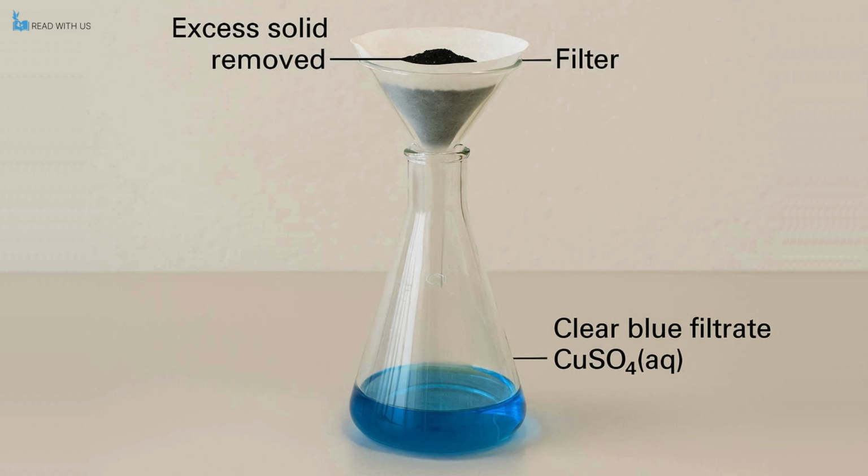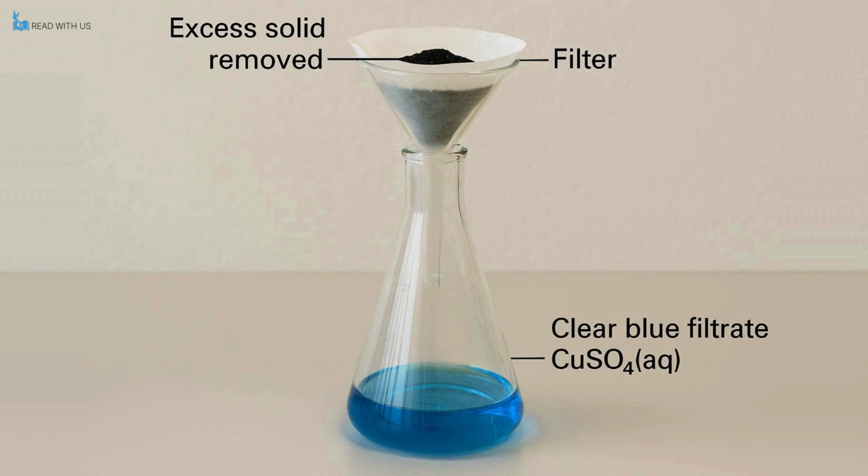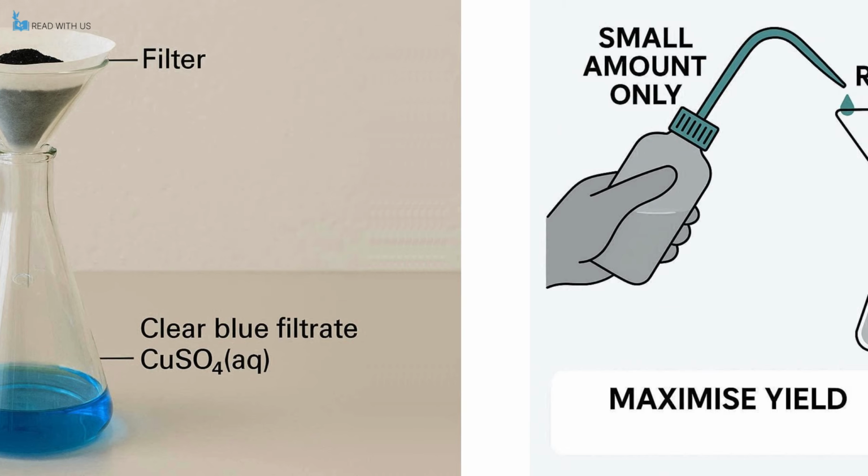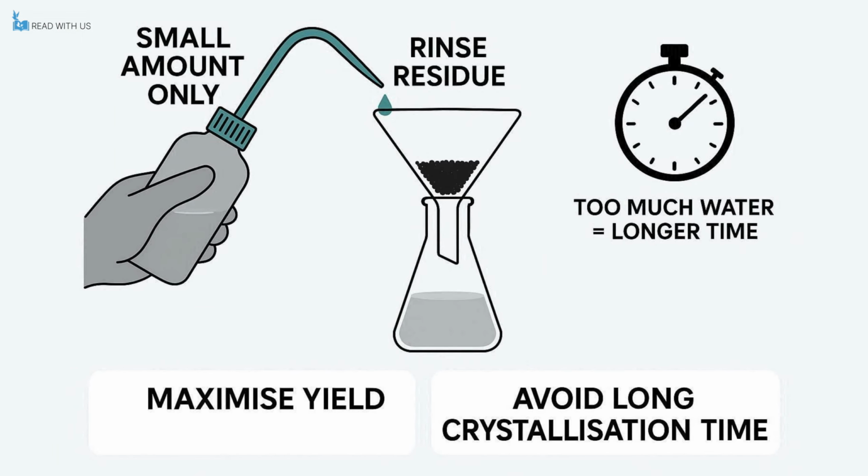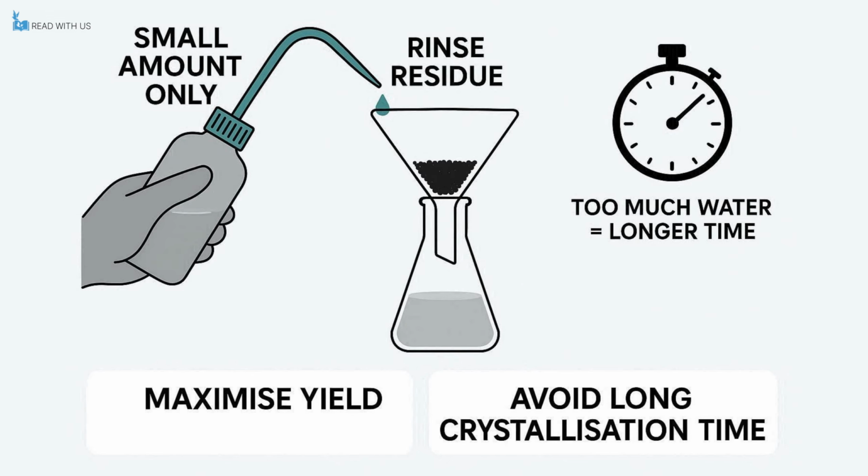Allow the mixture to cool slightly and filter it through filter paper in a funnel to remove the excess solid, collecting the clear blue filtrate, which is the solution of copper-2 sulfate. Rinse the residue with a little distilled water to maximize yield, but avoid adding too much water, which would increase the time needed to crystallize.